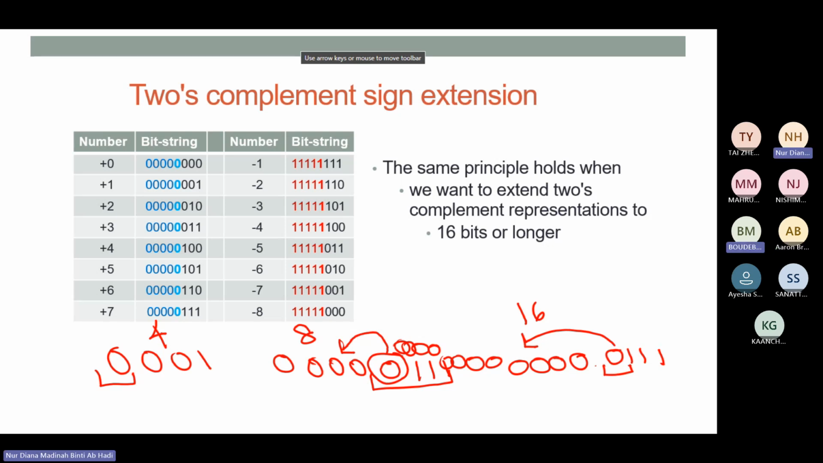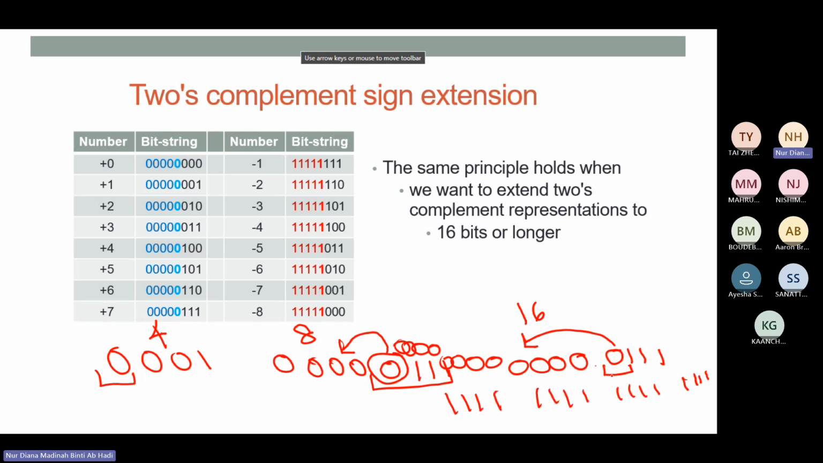What if it's 0? Because 0 is for the positive values, like this. No, I said, what if it's 1 instead of 0? If it's 1 instead of 0, then you just repeat 1 for 14 times.